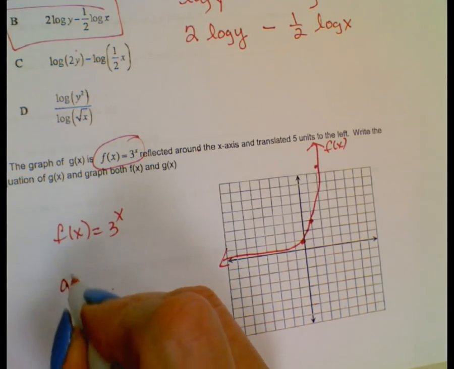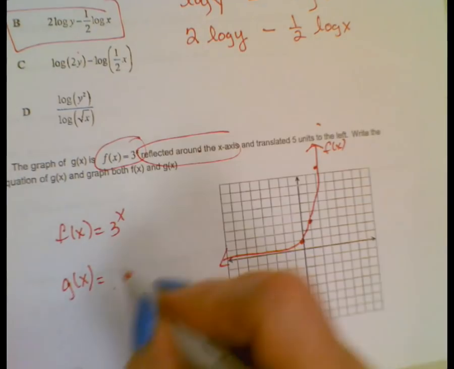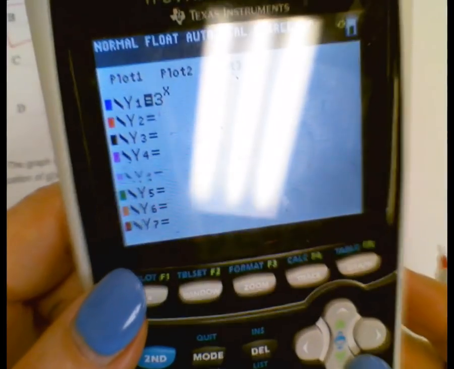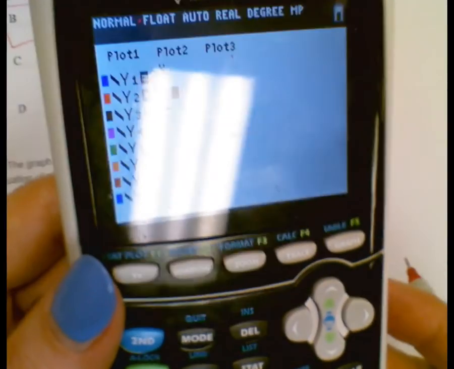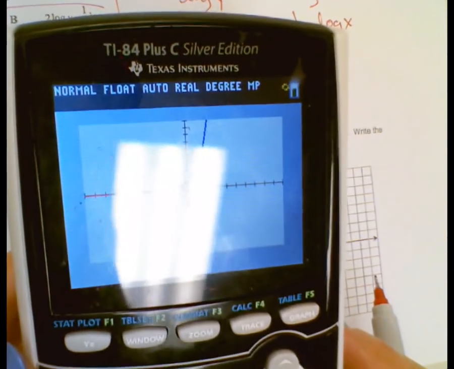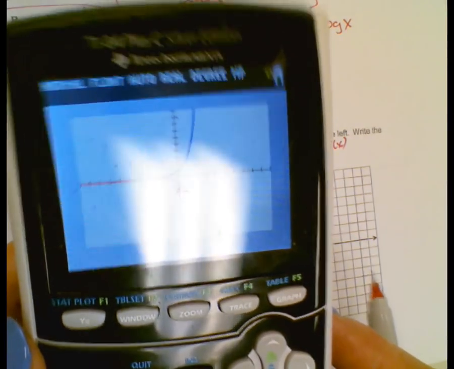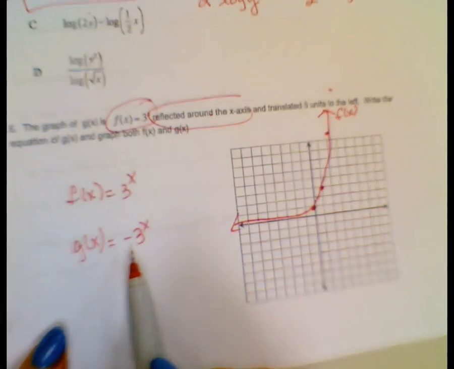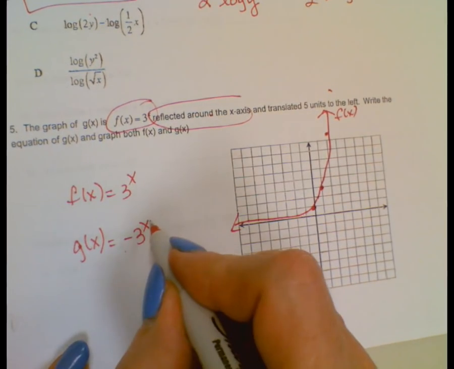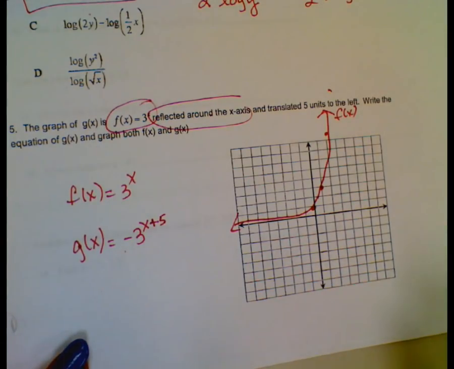Now, g of x, first it says reflected over the x-axis. So if you were just reflecting over the x-axis, let's see if that's right. Negative 3 to the x. Let's see if that looks like it's a reflection over the x-axis. Make sure I got this negative right. All right, that part's right. So you just put a negative on the outside if it's reflected over the x-axis. And then translated 5 units to the left, that goes up here with the x. Translated 5 to the left means we're going to have a plus 5.